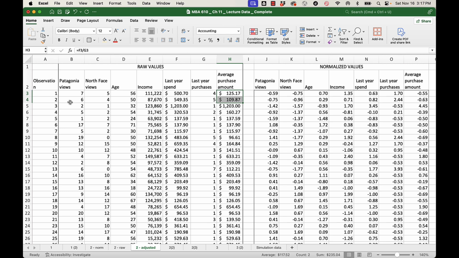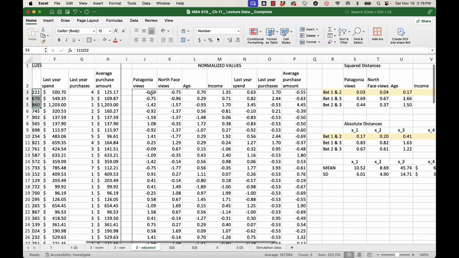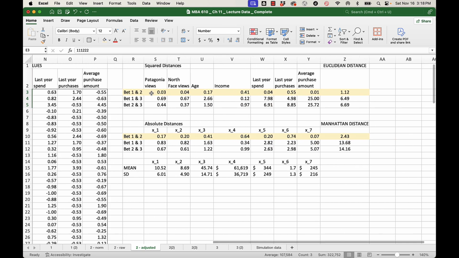So on most of the variables, 1 and 2 are more similar, but because income has the largest scale, if we don't normalize or standardize the values, we're going to find that 1 and 3 are going to look the most similar because they're the most similar on one variable, and that one variable has the biggest scale. So that is why we need to normalize or standardize.